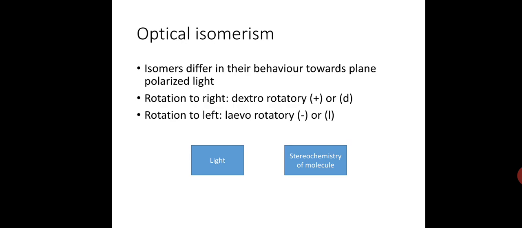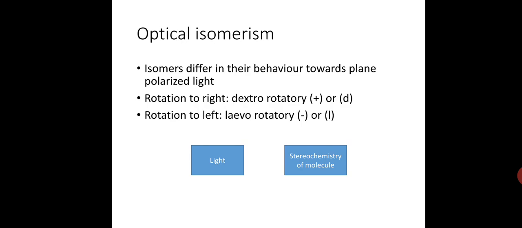Those molecules which rotate the plane polarized light towards the right are termed dextrorotatory, and usually they are denoted by a plus sign or a small letter d. And those compounds which rotate the plane polarized light to the left are termed levorotatory, and they are usually denoted using a minus sign or a small letter l.